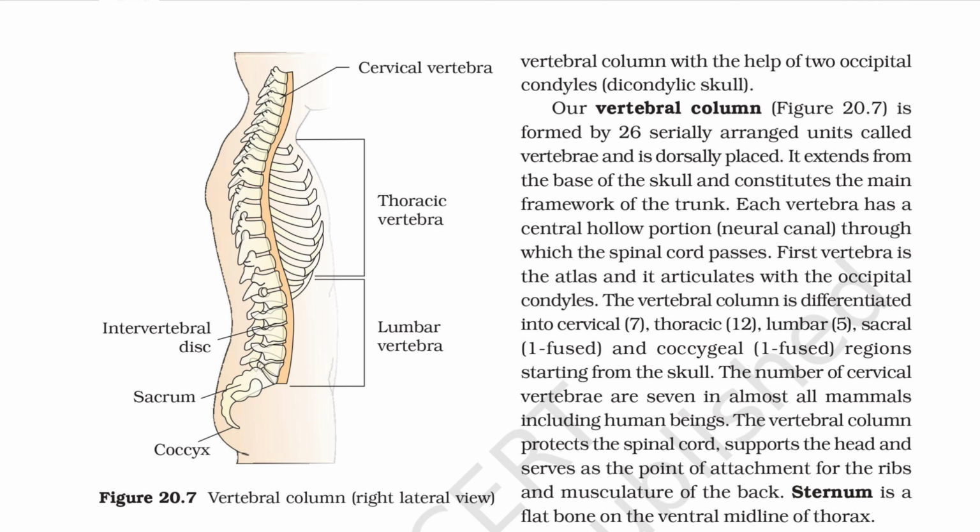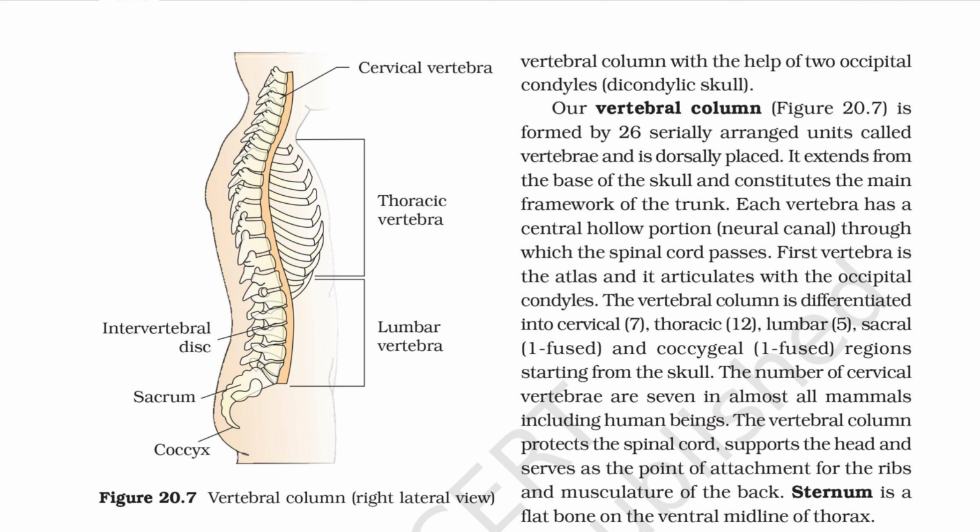skull. Our vertebral column is formed by 26 serially arranged units called vertebrae and is dorsally placed. It extends from the base of the skull and constitutes the main framework of the trunk. Each vertebra has a central hollow portion, neural canal, through which the spinal cord passes. First vertebra is the atlas and it articulates with the occipital condyles.